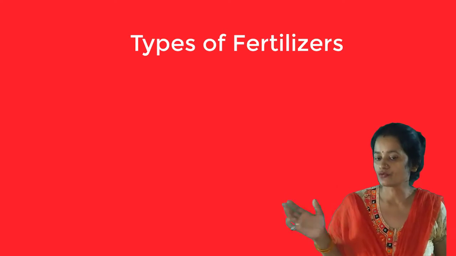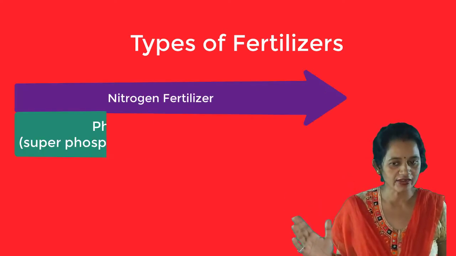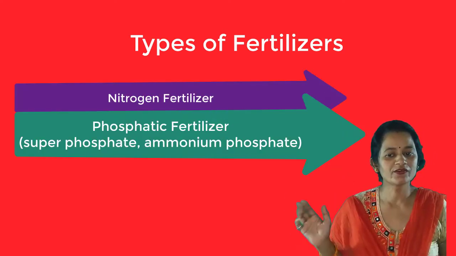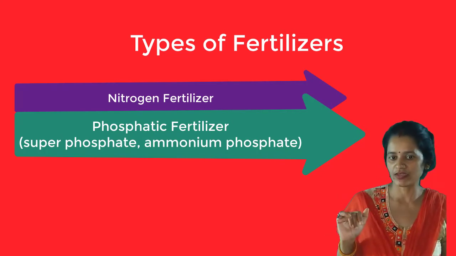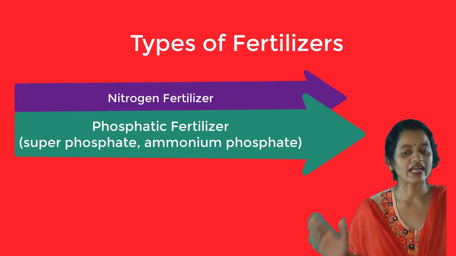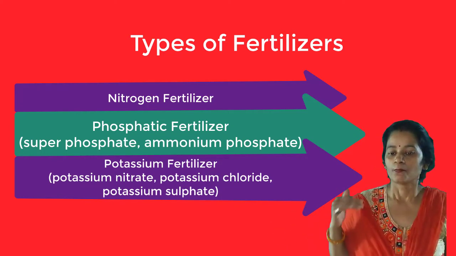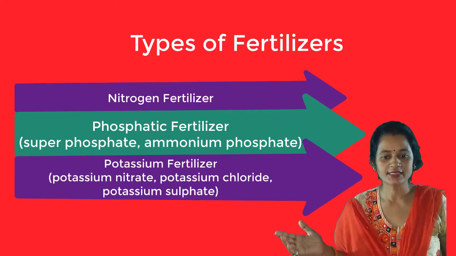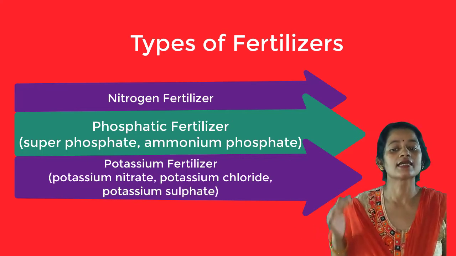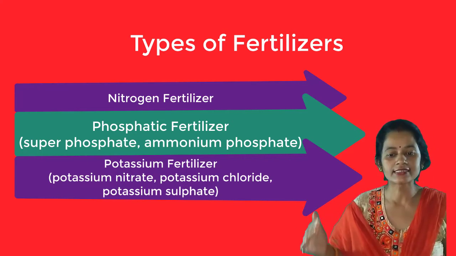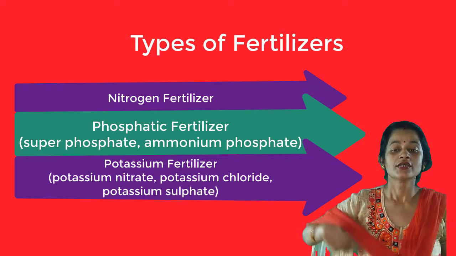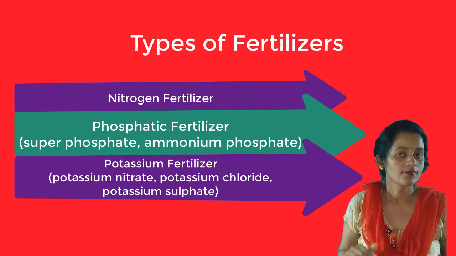Many kinds of fertilizers are available in the market. The three main types of chemical fertilizers are nitrogen fertilizer, phosphatic fertilizer, that is superphosphate, ammonium phosphate, and common potassium fertilizers, that is potassium nitrate, potassium chloride, potassium sulfate. These fertilizers are used for enhancing the vegetative and reproductive growth of the plant.